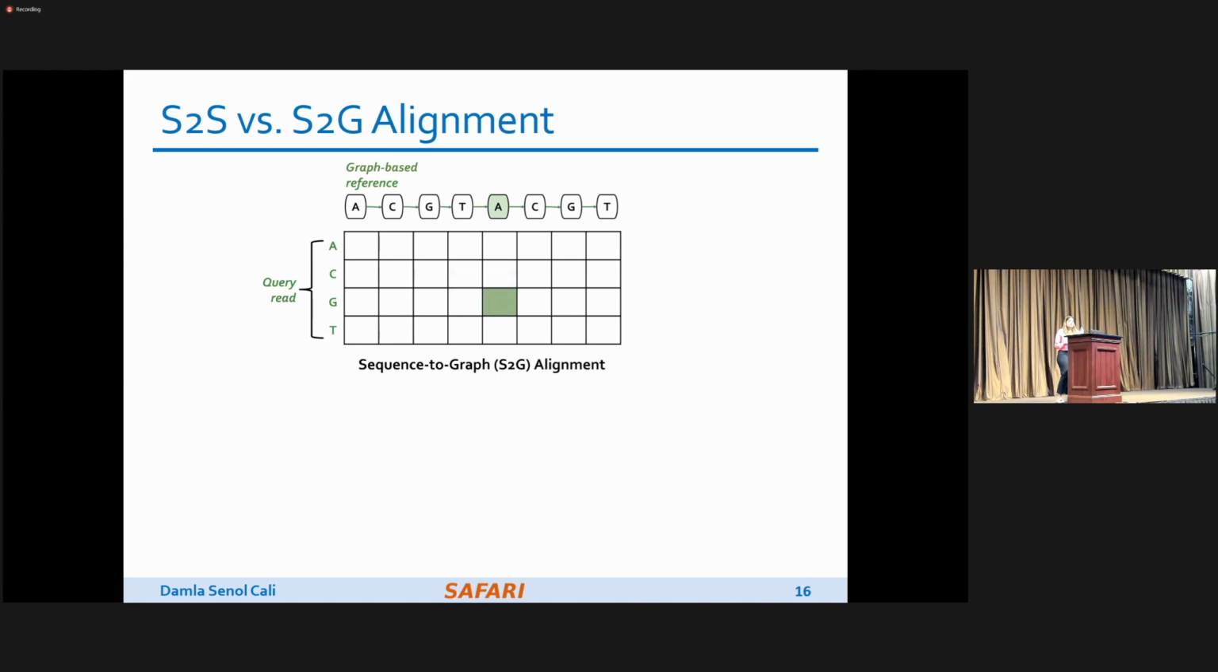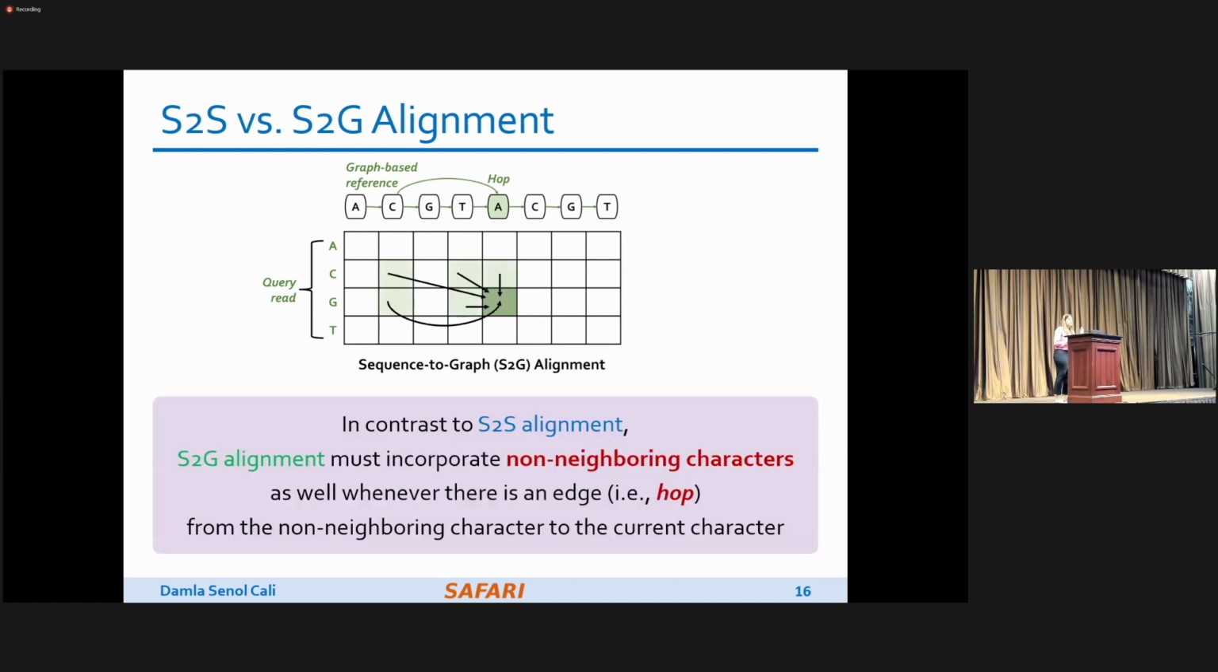In contrast to sequence alignment, when we look at sequence to graph alignment, we have to incorporate non-neighboring characters, which are the hops actually, which can be coming from non-neighboring cells. For example, here for the green shaded cell, we have to incorporate the 3 neighboring cells, but also 2 other non-neighboring cells as well.